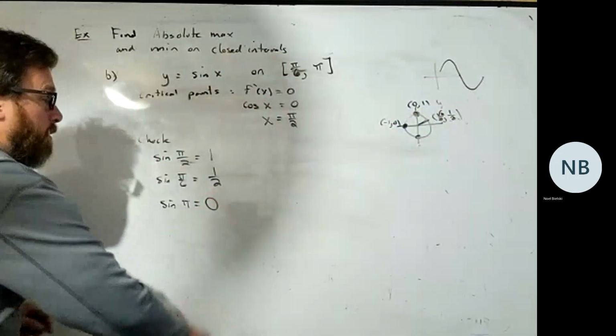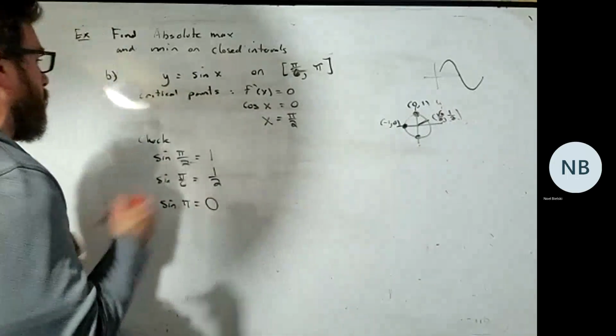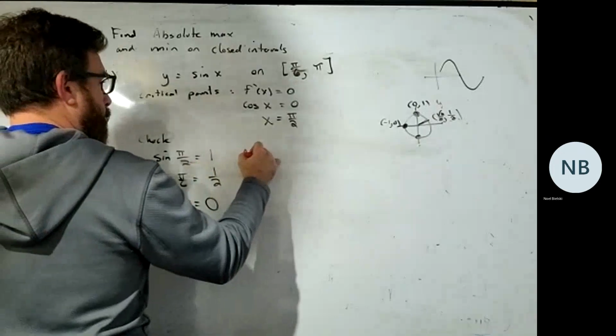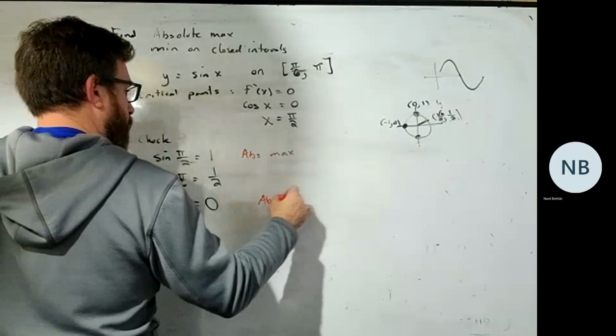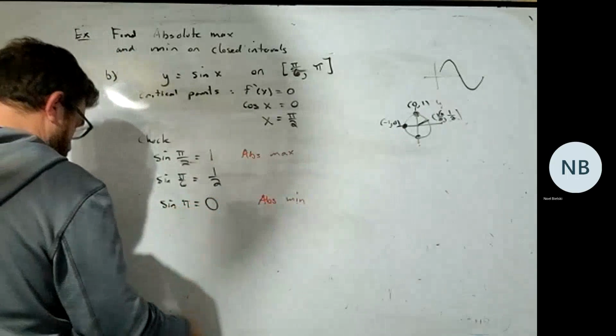So your maximum is going to be your largest output, which is 1. So this is your absolute max, and this, 0, will be your absolute min, because that's the smallest y coordinate.